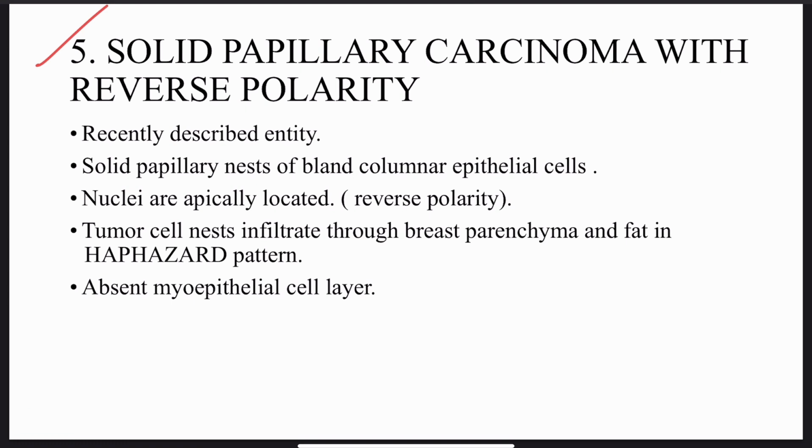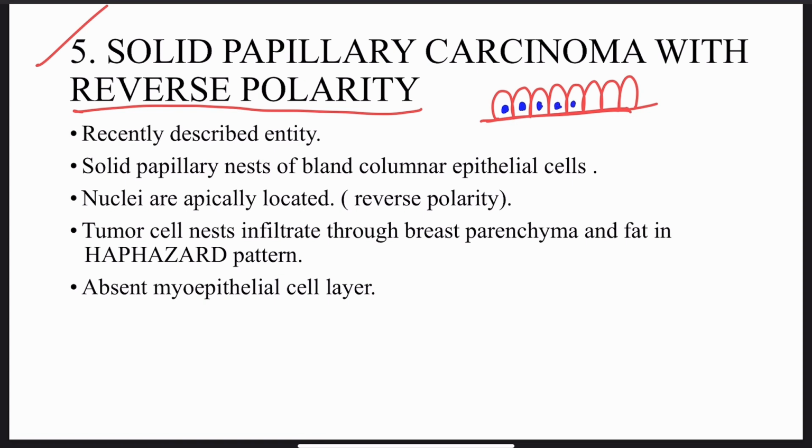Coming to the fifth variety, solid papillary carcinoma with reverse polarity. Polarity means, in normal epithelium, the cell is resting on a surface. The nuclei tend to be basally located towards the surface on which it rests. This is normal polarity. The cells are organized in this pattern of arrangement. In cases of reverse polarity, the nuclei tend to be away from the surface on which it rests. That means they are apically located. This is the reversal of polarity.